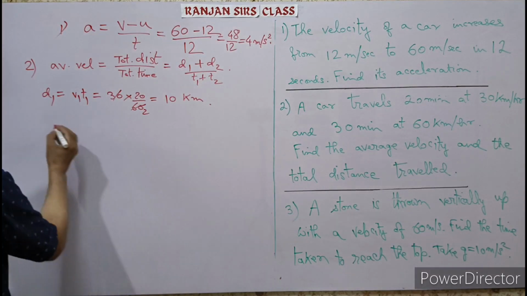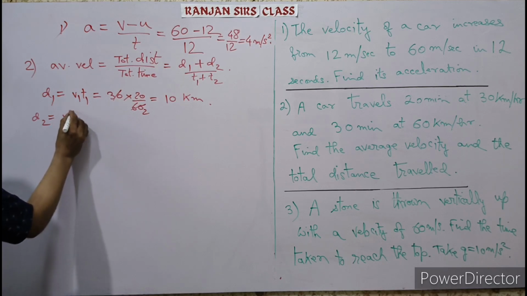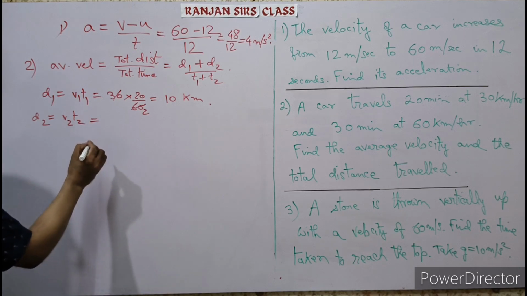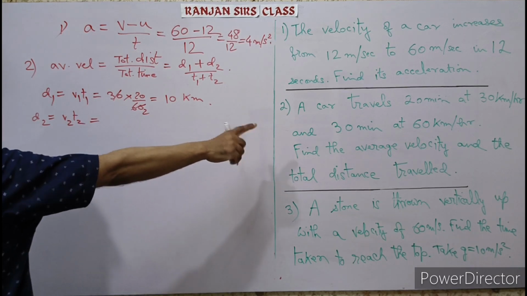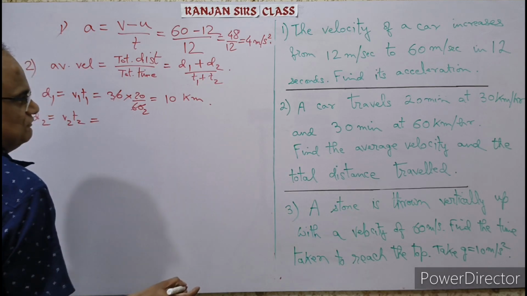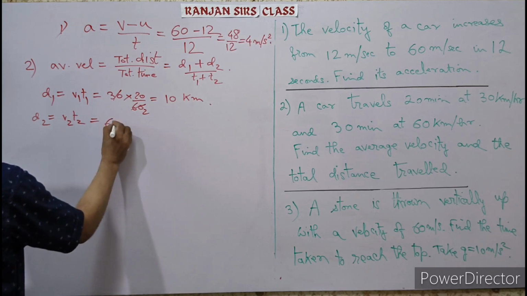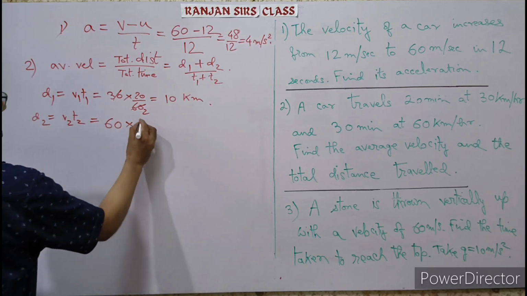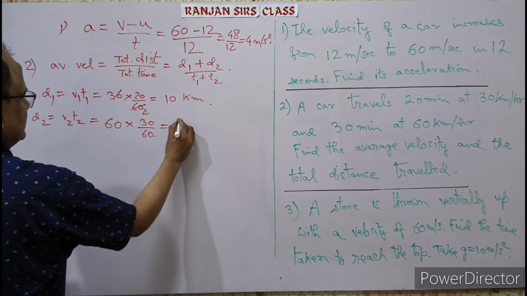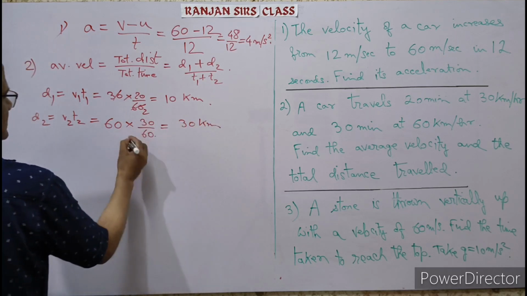Next, the second part of the journey was d2. d2 will be the velocity into time, v2 and t2 are the velocity and the time for the second part of the journey. So 30 minutes has to be again converted into hours, so we will write it 30 by 60. The velocity they have given you is 60 kilometers per hour, and time in hours will be 30 divided by 60 hours. So what are we getting? We are getting 30 kilometers, isn't it? Now calculate just.